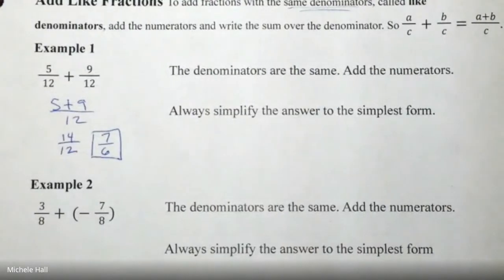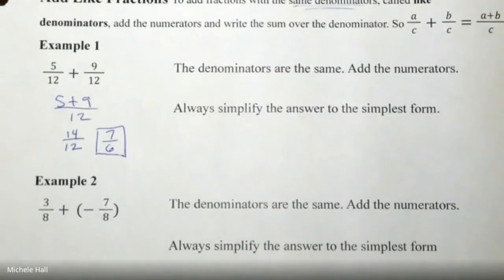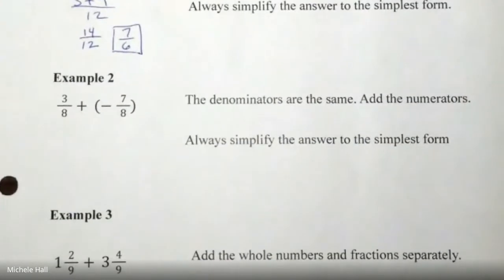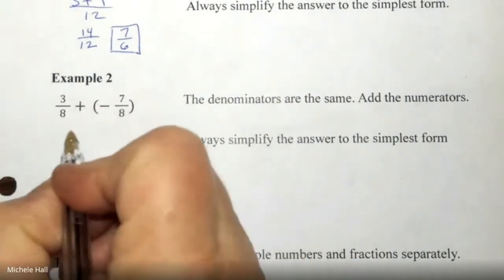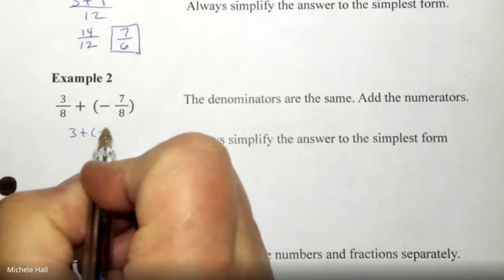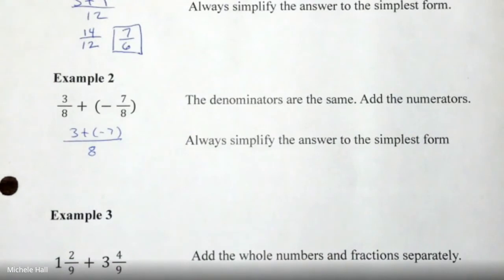All right, here we go. So it's as easy as that. You just add the numerators and put it over the denominator. Let's look at the next one, because now we're seeing integers and fractions mixed together here. Same thing. It says 3 plus negative 7, and you're putting it over the same denominator. 3 plus negative 7. Are we adding the same sign or different signs?